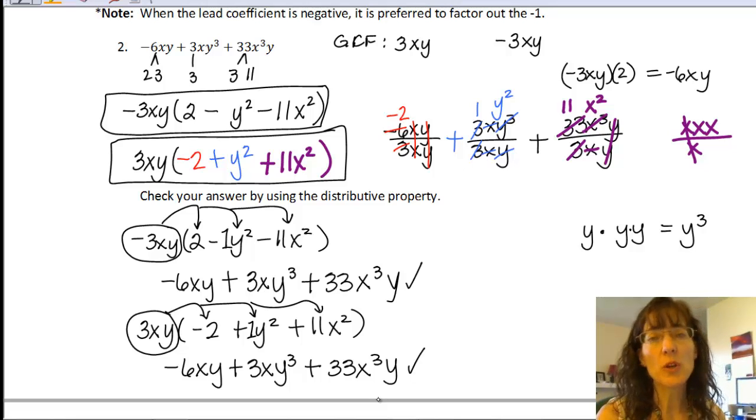So I have two equivalent forms that are factored. One of them had a negative pulled out on the greatest common factor and the other did not. And it is your option which way you want to go on that.